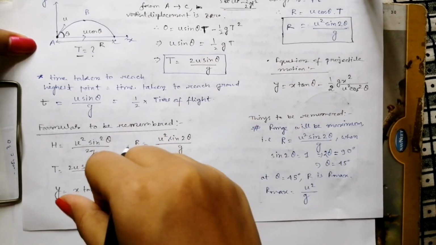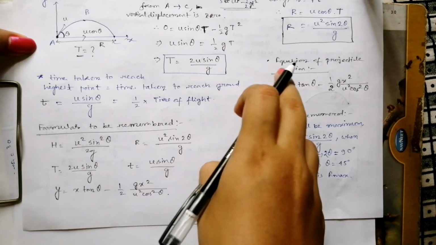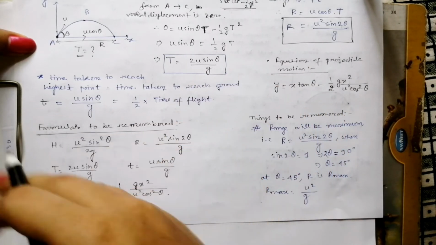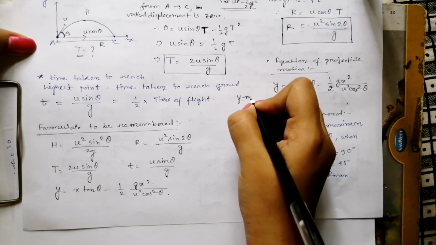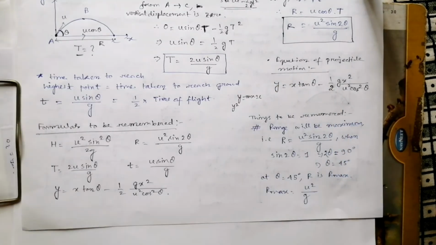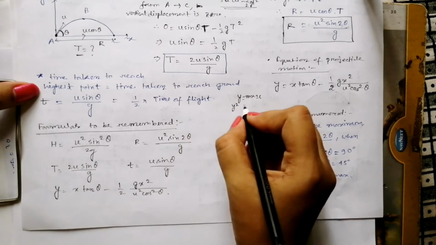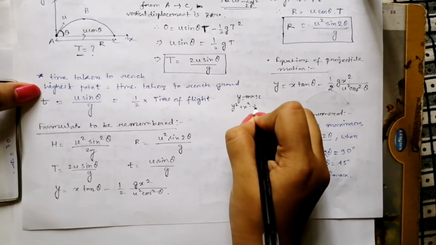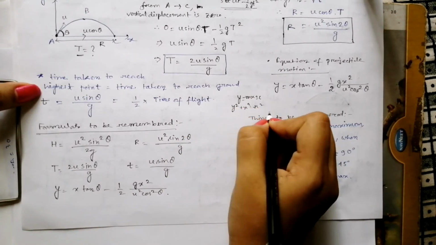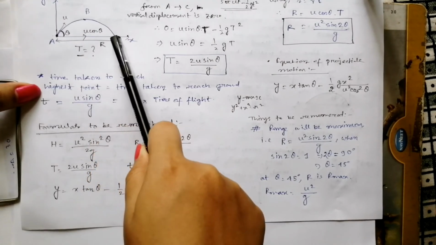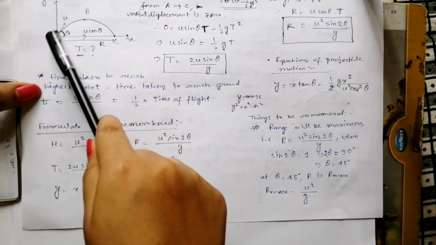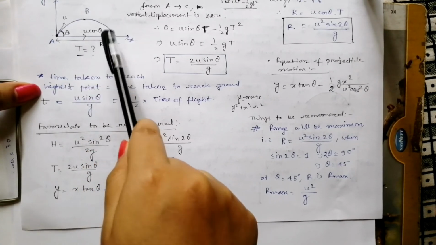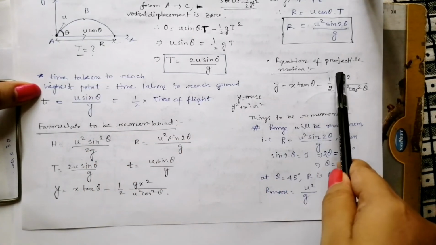Again, another important equation is the equation of projectile motion. As you have learned before, the equation of a straight line y equal to mx plus minus c, and the equation of circle y square plus x square is equal to r square. But is this a straight line equation? Is it looking like a straight line, or like a circle? No. Then what is the equation of this projectile motion?